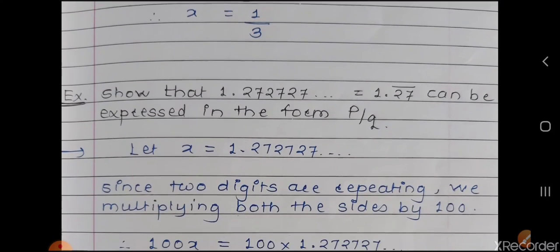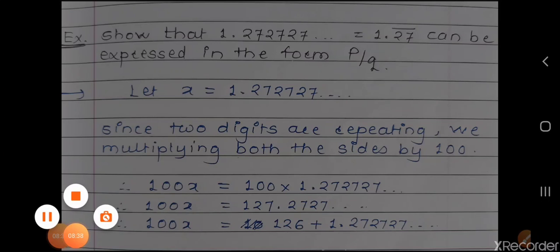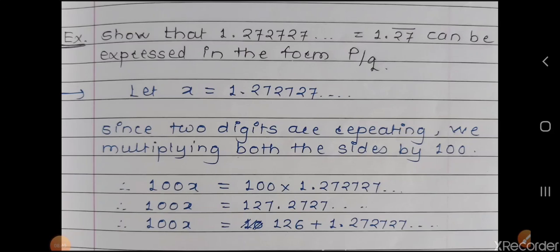Okay, next example, show that 1.272727, which is equal to 1.27 bar, can be expressed in the form of P by Q, where P and Q are integers and Q is not equal to 0. So first we consider this number as x. So let x is equal to 1.272727 and so on.